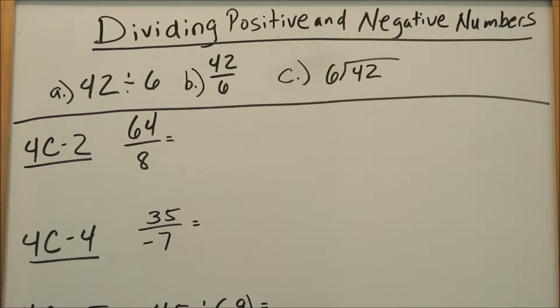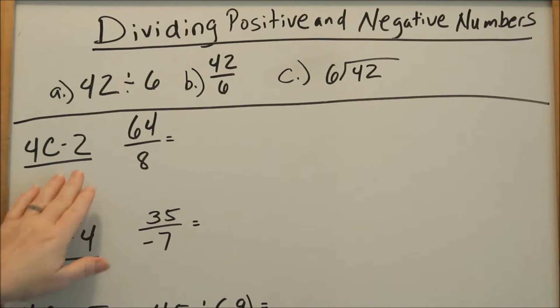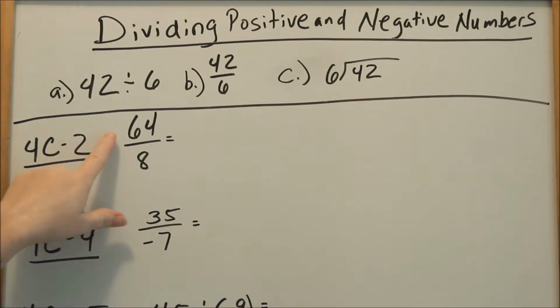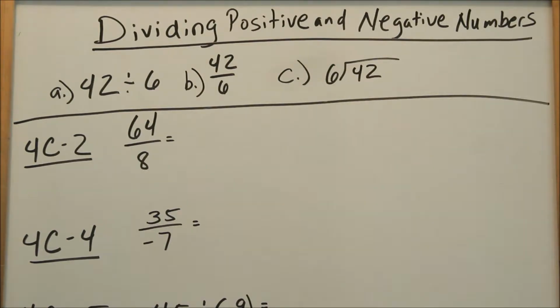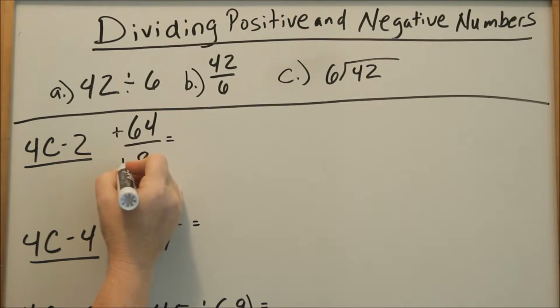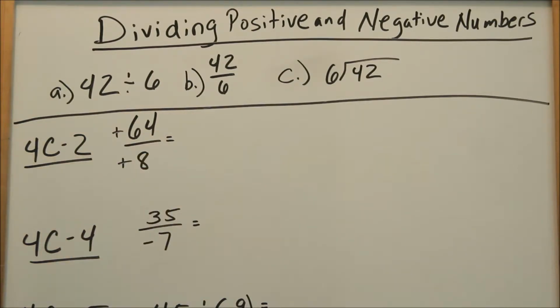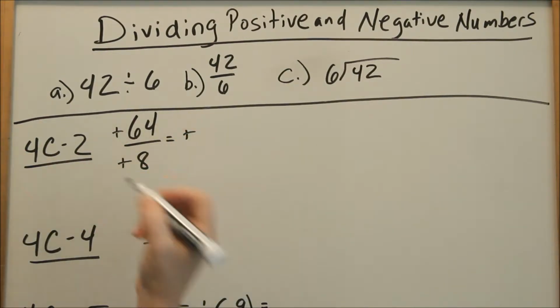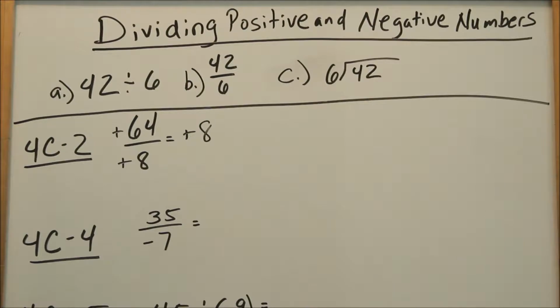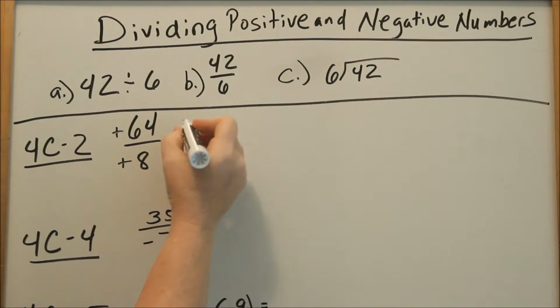The other thing that I want to say is that division has the same rules as multiplication. So looking at 4C number 2, when there's no sign, that's an implied positive. So that's what you've been doing all this time already in math. If you want to put the positive signs there, you can. You don't have to. So a positive divided by a positive is always a positive. That's a positive world. And then when you divide the number, you just divide the number. So 64 divided by 8 is 8.